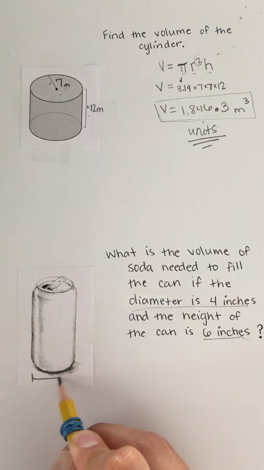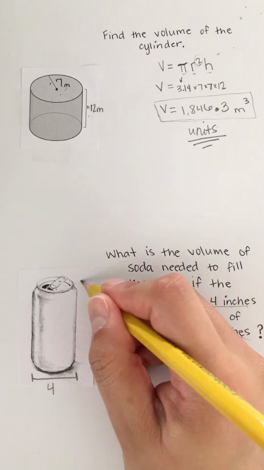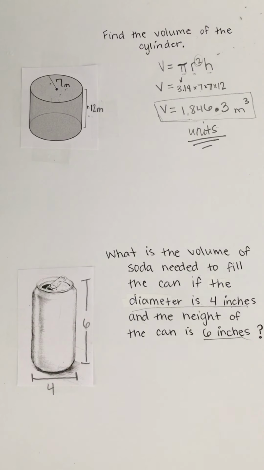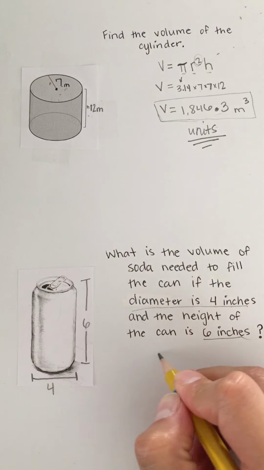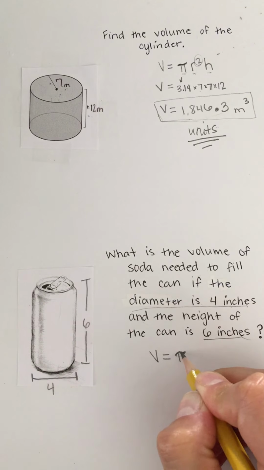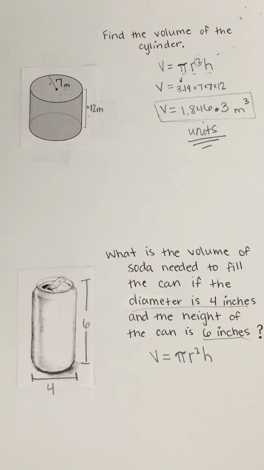So you could draw that on here. So it's saying the diameter is 4. So the width of that is 4. And the height of the can is 6. Okay. Doesn't look very proportional, but that's okay. So now I know what diameter and height is. And I know my formula for a cylinder is pi r squared h. Okay, so r and h.